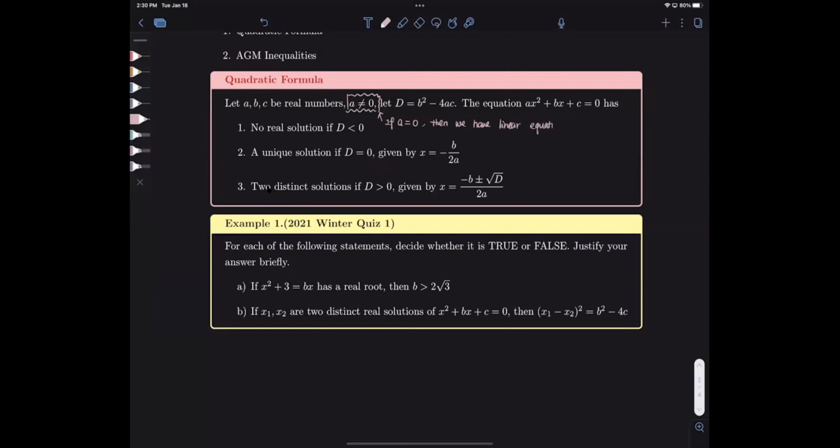My next question is, how many solutions does the linear equation have? Or how many real solutions? 1, that's correct. Why? Because a linear equation is a straight line, so it can only cross the x-axis once. So you would have a unique solution.